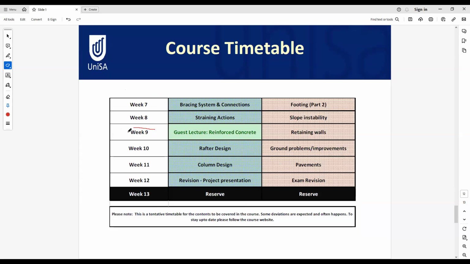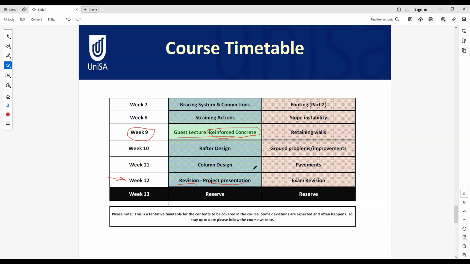We have only one guest lecture in the second part, by Eric Long from the Steel Reinforcement Institute. This lecture will discuss reinforced concrete and the reinforcement of reinforced concrete structures. And in week 12, the last week of the class, we will have revision of the superstructure lectures and the project presentation for the superstructure project in the tutorial class.